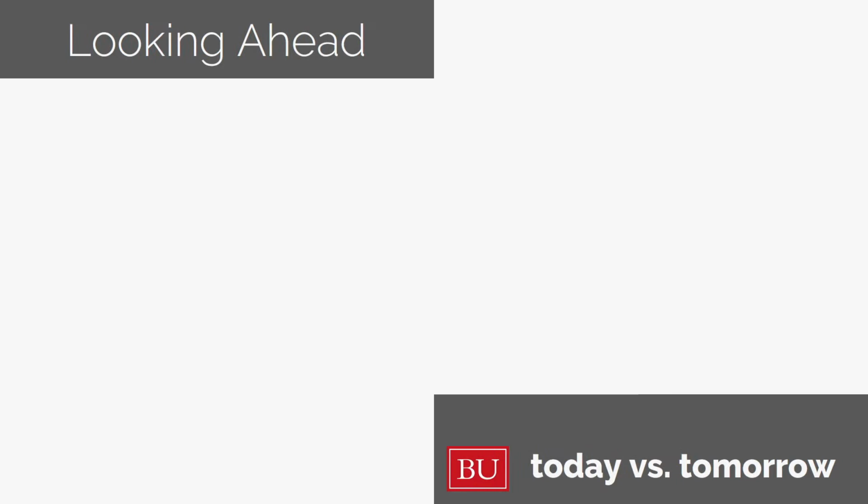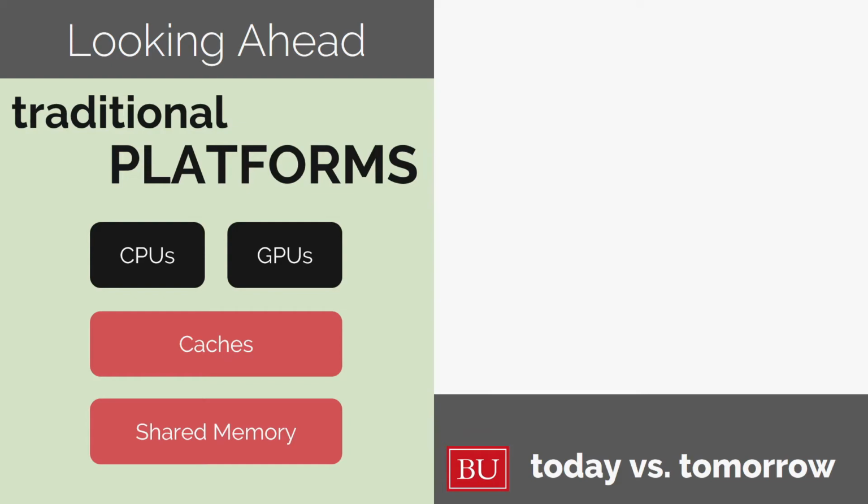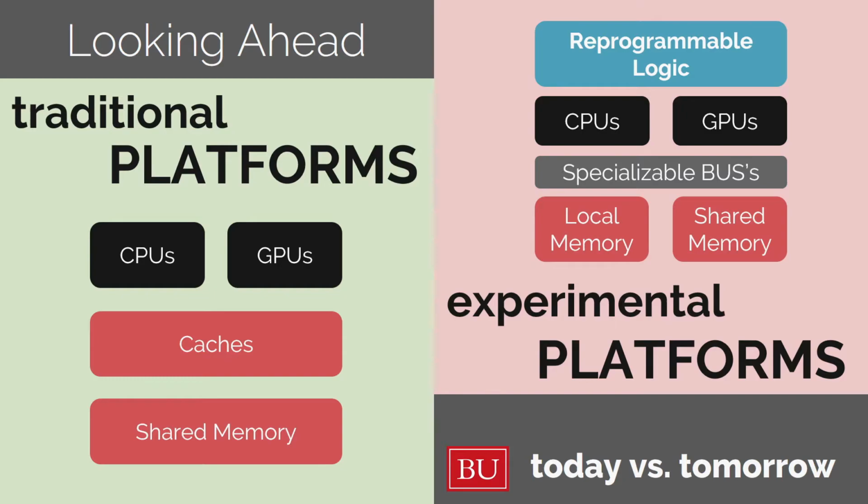All right, so from here, where do we go? Well, so far, essentially, we have considered somewhat traditional platforms that have, you know, CPUs, sure, GPUs, accelerators, perhaps, but then essentially they are cache-based and shared memory-based, right? What is interesting, in my opinion, is looking forward a little bit and looking at more experimental platforms that have a series of very interesting architectural characteristics. These are, for example, platforms that include reprogrammable logic on top of things like specializable buses, scratchpads or local memories, and so on and so forth.